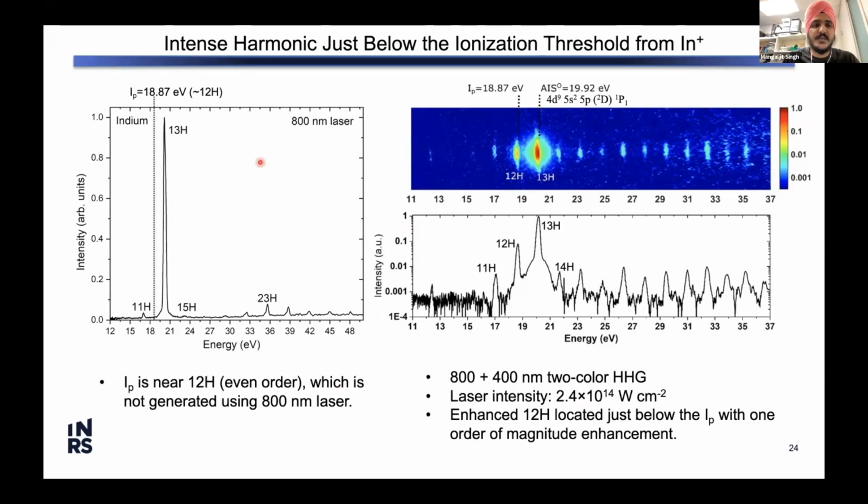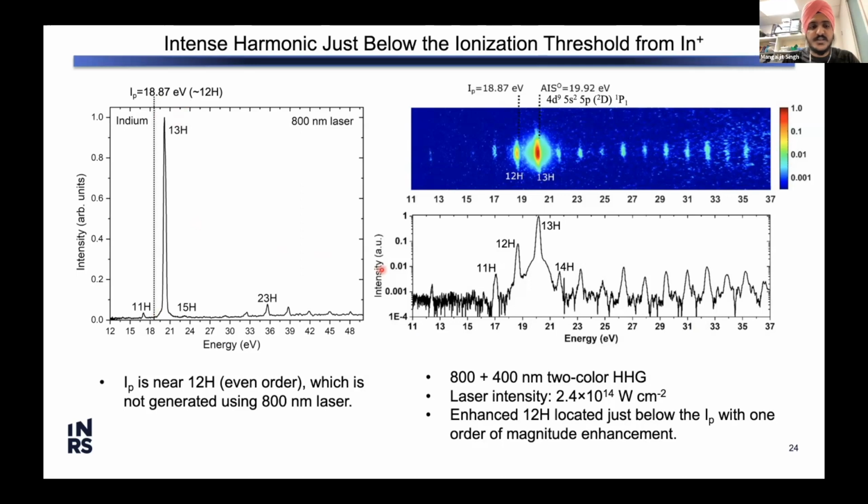Previously we worked a lot with indium. However, the ionization threshold of indium is at 18.87 electron volts, which matches with the 12th harmonic at 800 nanometers. And because in a typical harmonic spectrum with a single laser beam we only generate odd-order harmonics, this harmonic order was always missing. This is why we did not observe this resonance.